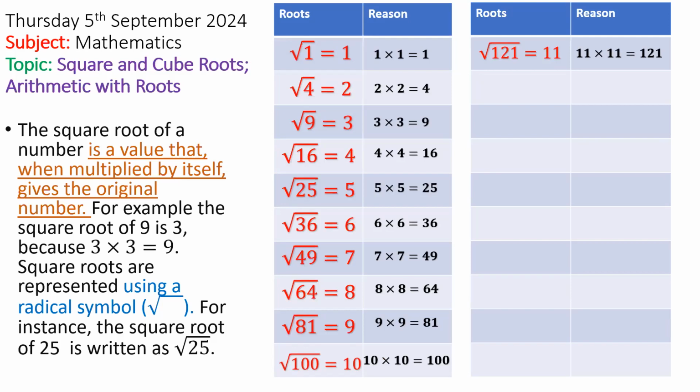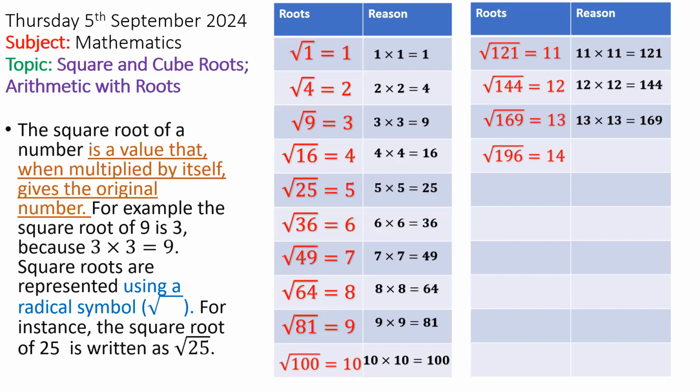12. Why? 12 times 12 is 144. Very good. What's the square root of 169? 13. Yes, 13. Why? Because 13 times 13 is 169. Very good. What's the square root of 196? 14. Why? 14 times 14 is 196.